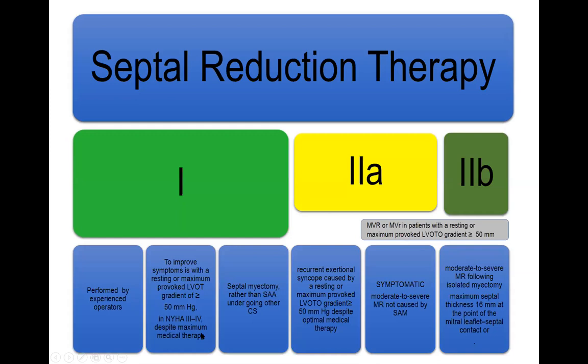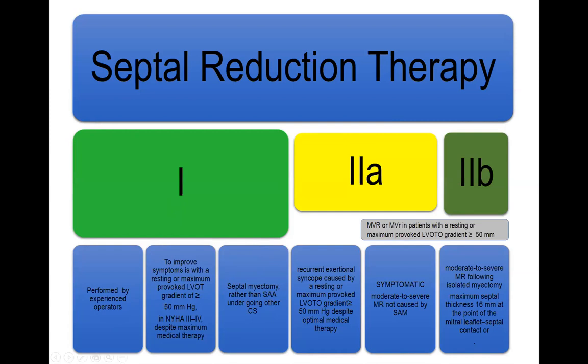Septal reduction therapy, class 1, to be performed by experienced operators to improve symptoms, with a resting or maximum provoked LVOT gradient more than 50, if the patient presents with New York Heart Association class 3 and 4 despite medical therapy. Septal myomectomy is preferred rather than septal alcohol ablation in patients undergoing other cardiac surgery. So if the patient is presenting for another cardiac surgery, let's say the patient has coronary artery disease on top of HOCM, then you should not do septal alcohol ablation. You take them for surgery, and you do septal myomectomy and CABG.